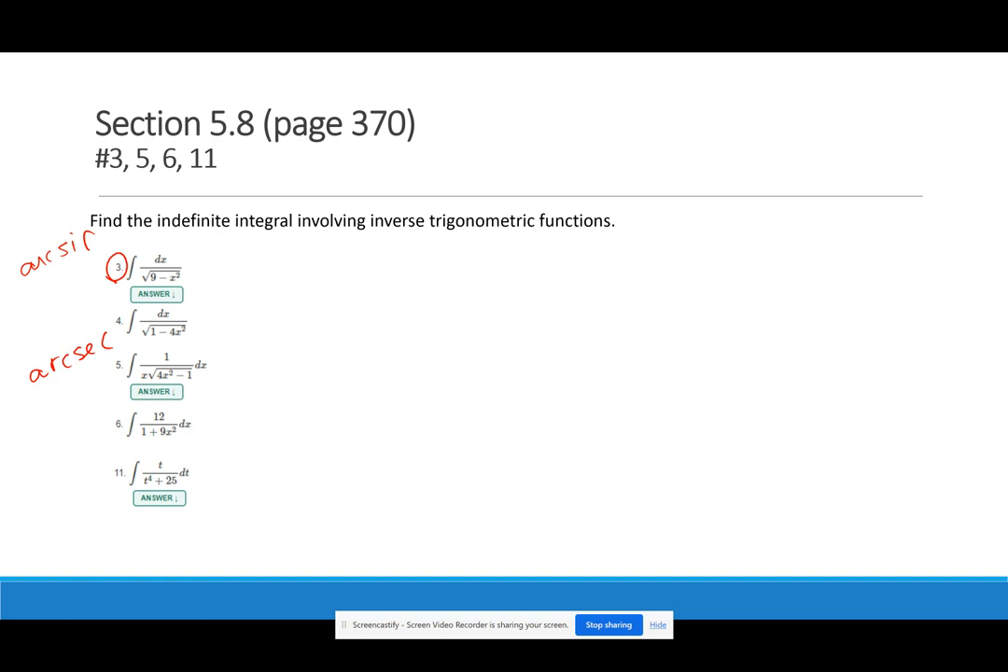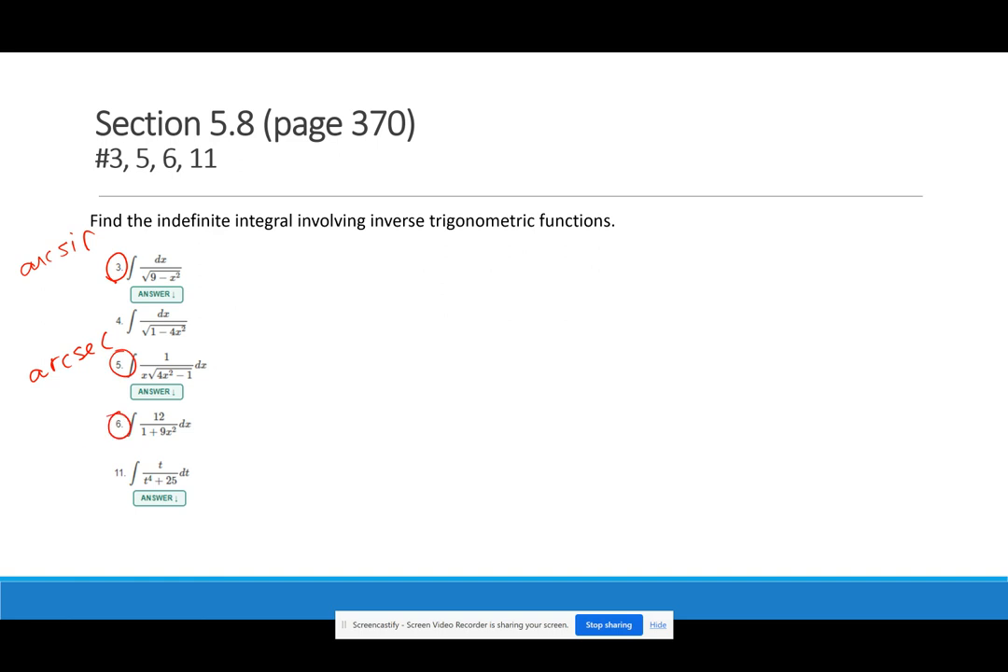Why don't we go ahead and look at, trying to see which one's harder. 6 has the issue of the constant. 11 has the issue of a t squared instead of just a t. I'll go ahead and do one of these. Why don't I do 6? So we'll do 3, 5, and 6.